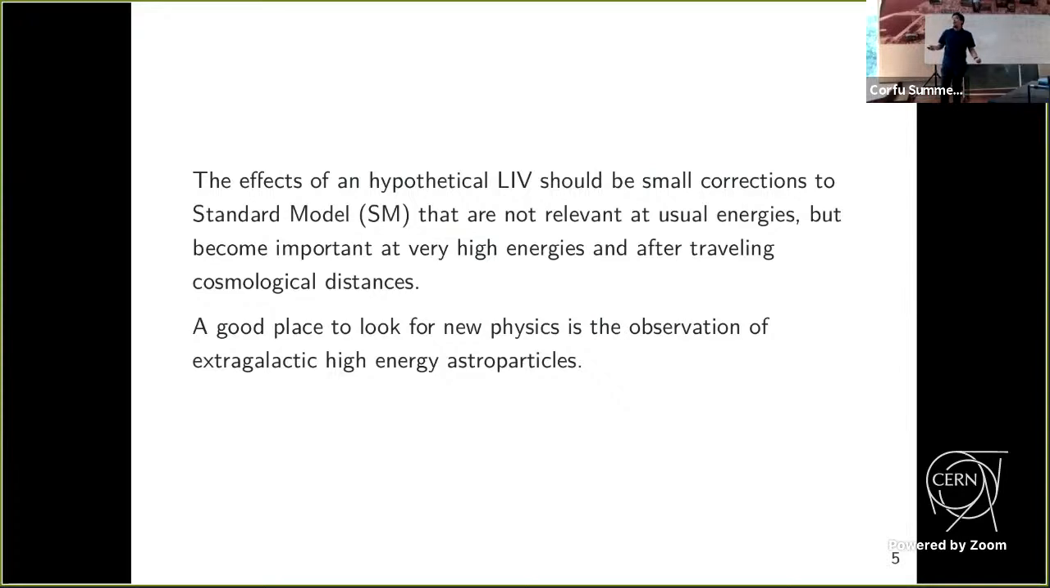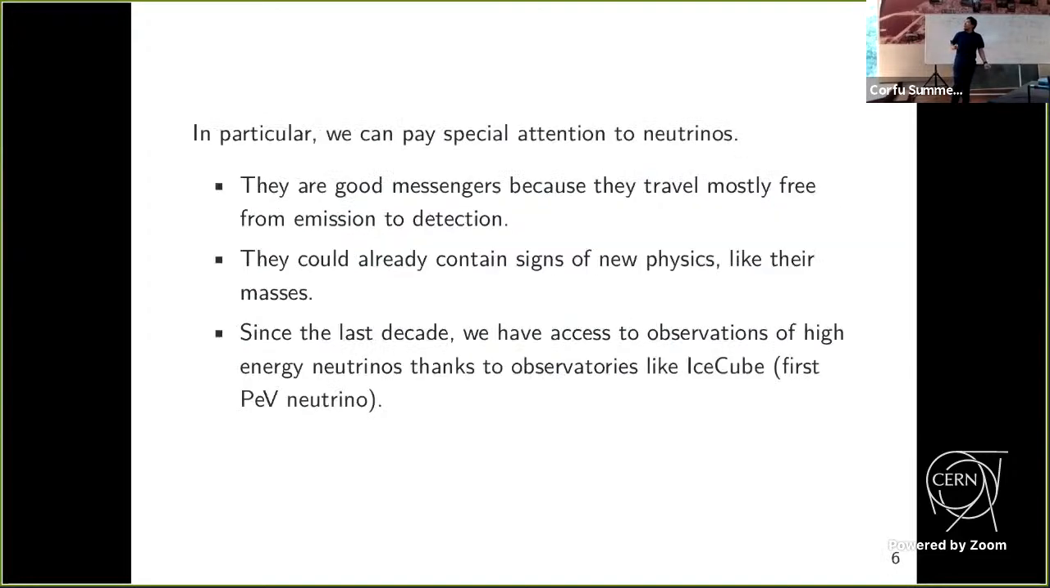Taking this into account, a good place to start looking for this kind of new physics of LIV is the observation of high energy extragalactic astroparticles. More specifically, we can focus on neutrinos because they are very good messengers, since they almost don't interact with anything during the travel. Also, they could already contain effects of new physics, like for example their masses. And of course, in the last decade we have had access to observations of these high energy neutrinos, thanks to observatories like IceCube, which detected the first PeV neutrino.